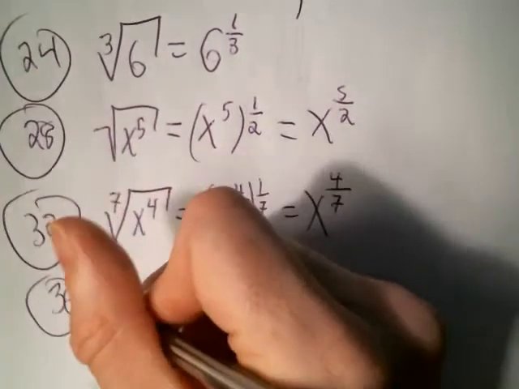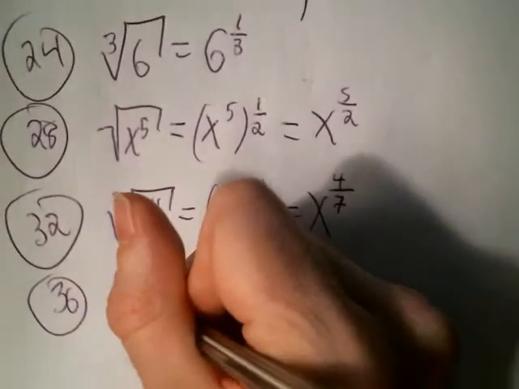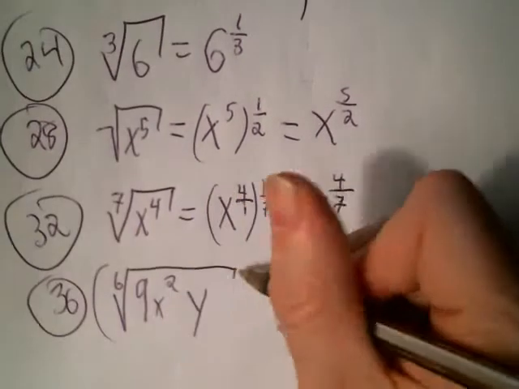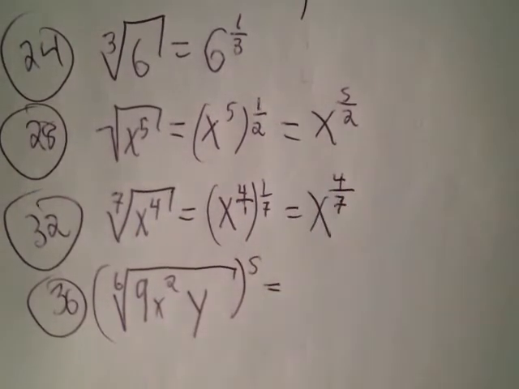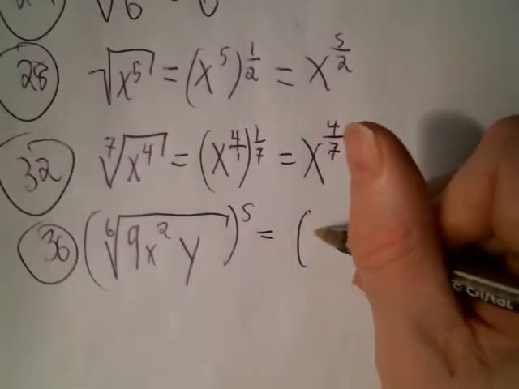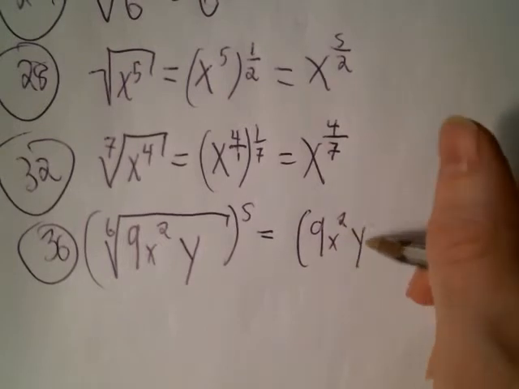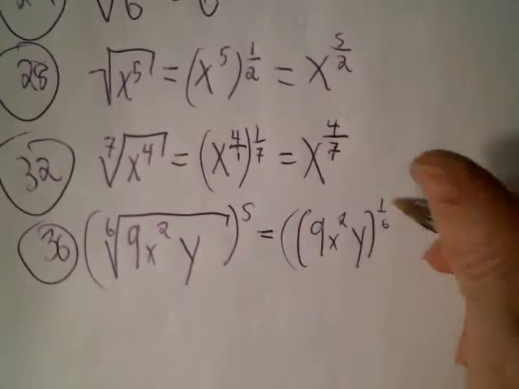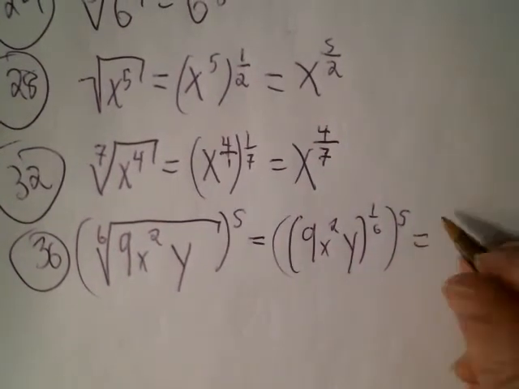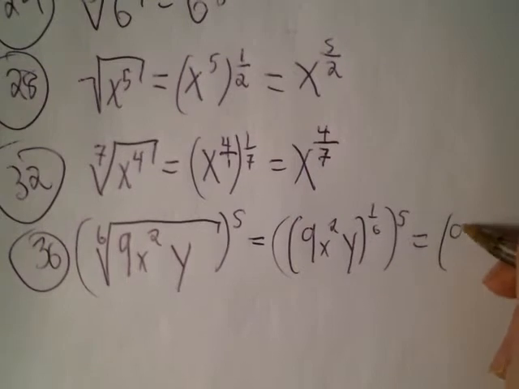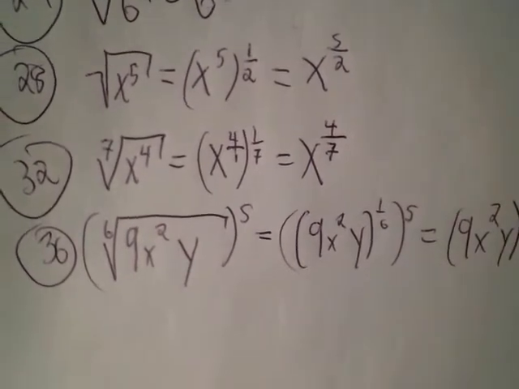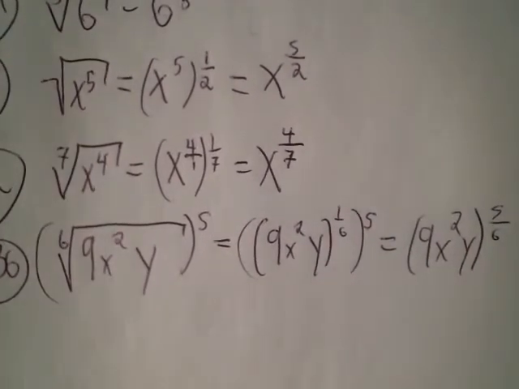One more, 36. We have the 6th root of 9x squared y. We're raising this to the 5th power. Okay, so this will be 9x squared y to the 1 over 6, and then raised to the 5th. And then we multiply out the exponents, and that gives us 9x squared y to the 5/6. You can see that, there it is.